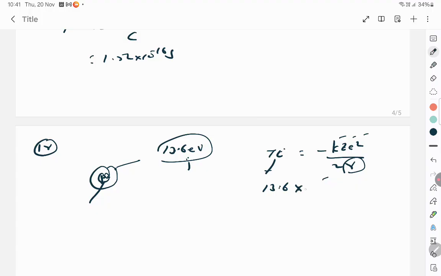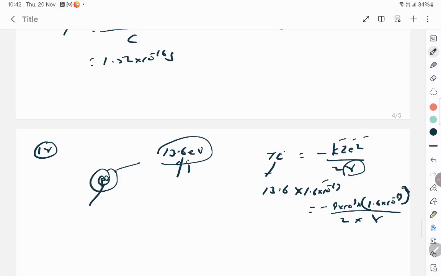So therefore you should multiply this with 1.6 into 10 to the power minus 19 is equal to minus 9 into 10 to the power 9 into z. What is z? Is it hydrogen atom? So z is equal to 1 and e square is 1.6 into 10 to the power minus 19 the whole square into 2 into r, and r is what you're going to find, cross multiply, get that. But we don't have to do all this. But since they have given the energy, I am forced to use this formula and the total energy formula. Next question they are asking, calculate the orbital radius, done, cross multiply and get it.